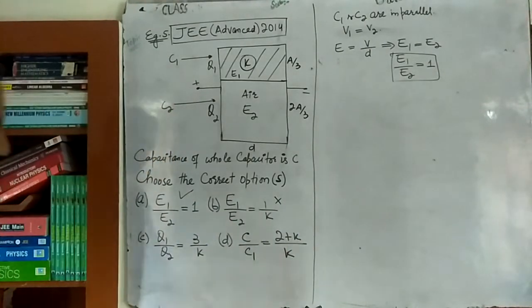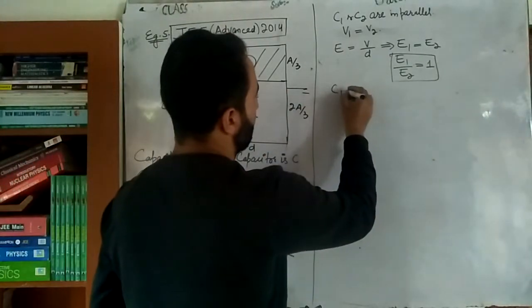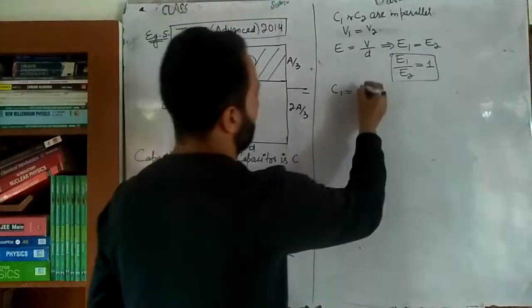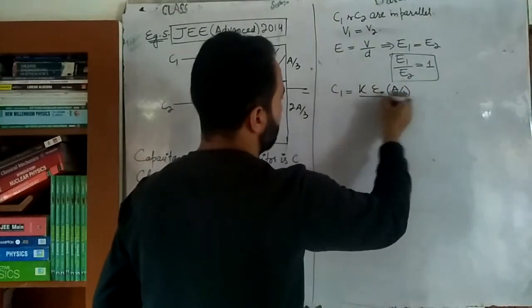Okay? Now let's switch to the capacitance. First of all, let's calculate the value of C1. C1 is obviously equal to how much? That is equal to its dielectric constant K and epsilon naught into its area, that is A by 3, divided by its separation, that is D.